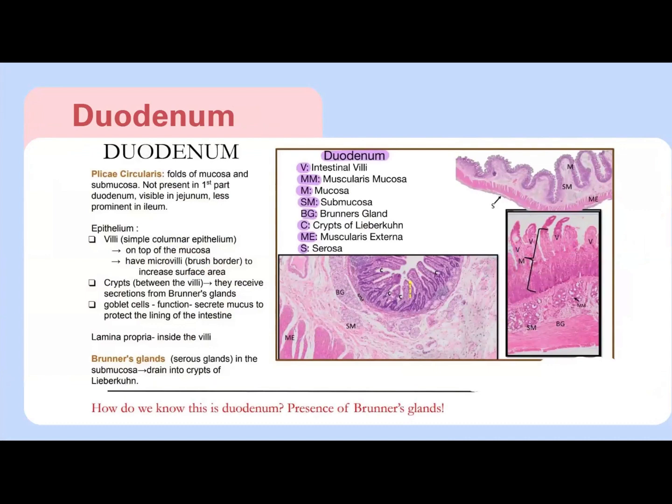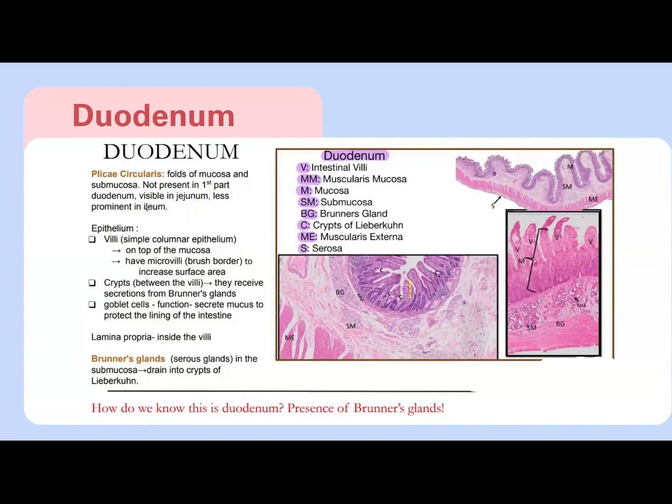For the histology, I'm not going to be explaining everything for you guys. I'm just going to help you differentiate between the different parts of the intestine. Let's start with the duodenum. The plicae circulares are basically folds of mucosa and submucosa. So in this image right here, this entire structure is the plicae circulares. As we said, it is not present in the first part of the duodenum. It's visible in the jejunum, and it's less prominent in the ileum. So middle, highest, and least. The duodenum has a couple of plicae circulares. Jejunum has a lot. Ileum has very little.